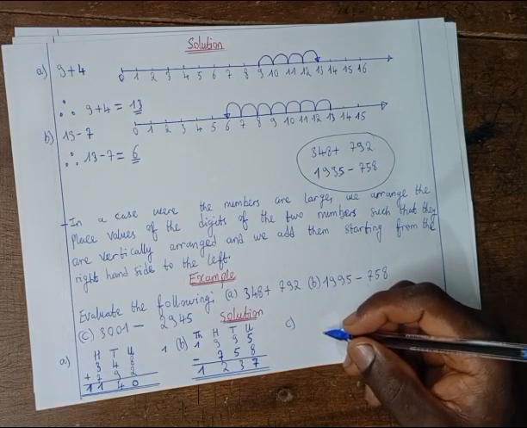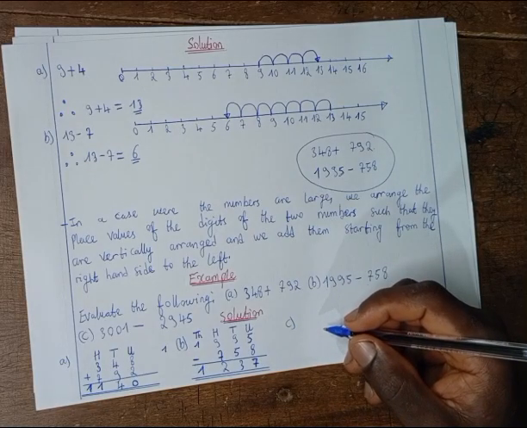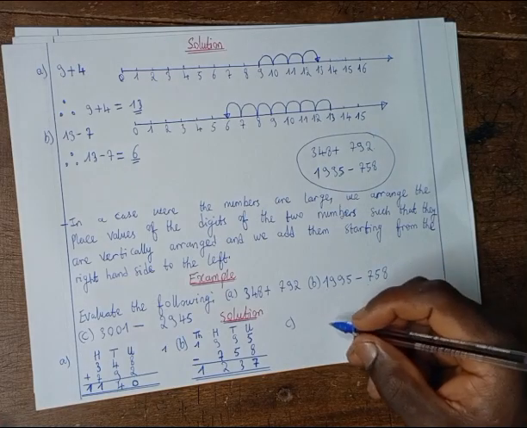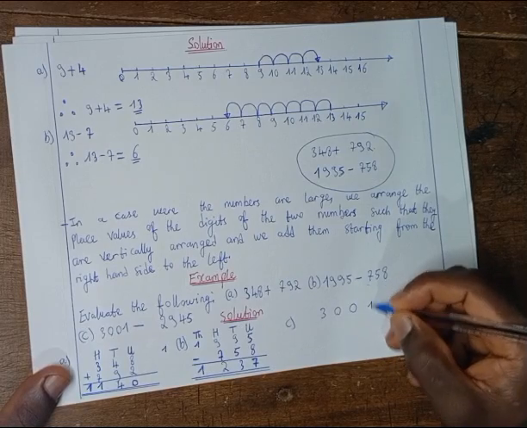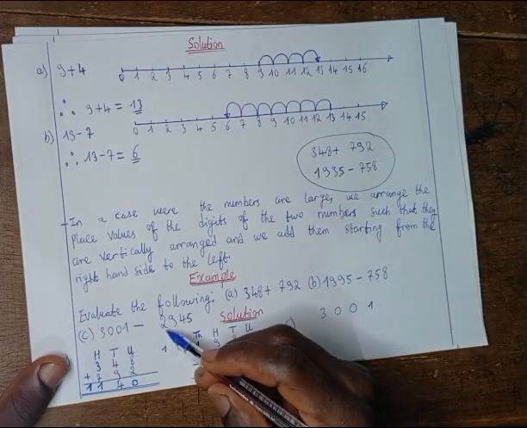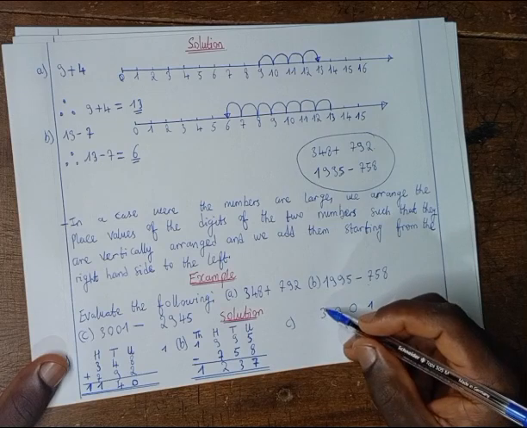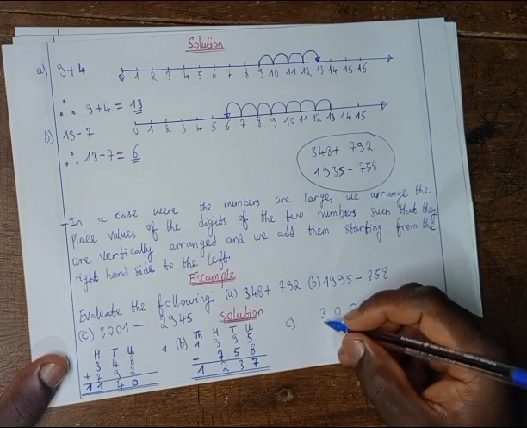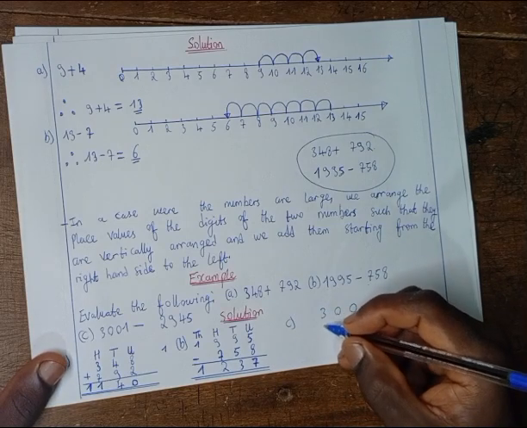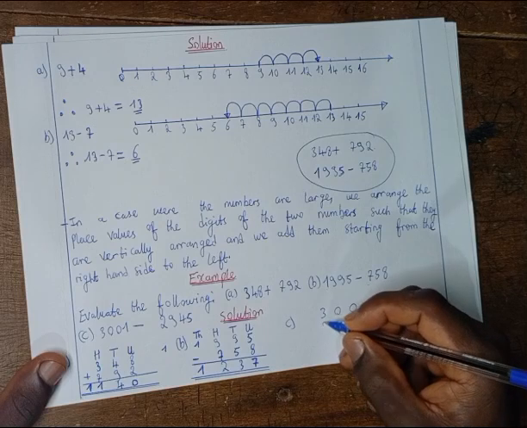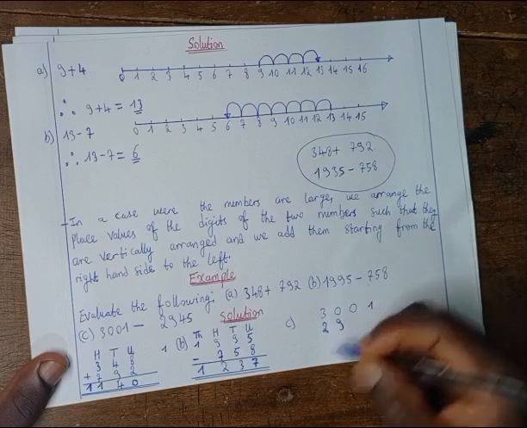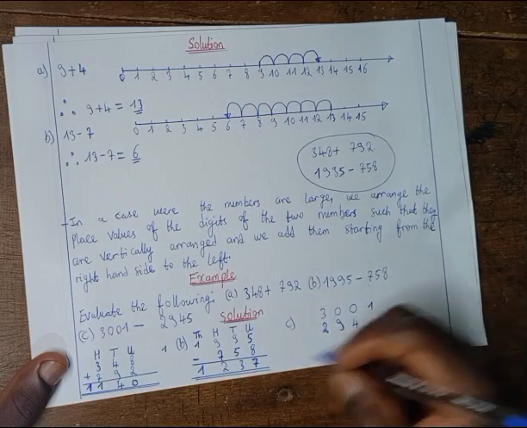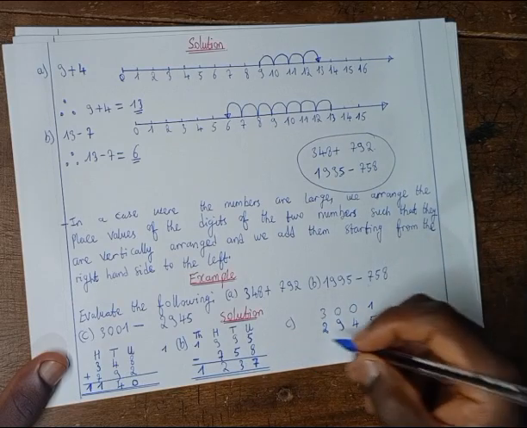We have 3001 minus 2945. In this case, let's write the number 3001. Then below the place value for thousands, which is 3 here, we are going to write 2, 9, 4, 5, 0, and lastly 1.